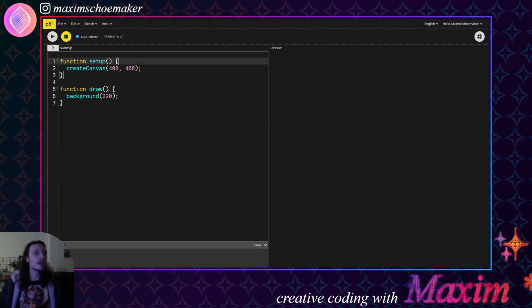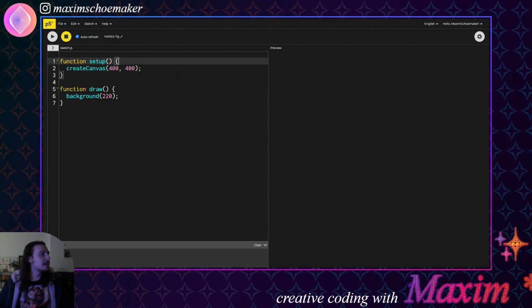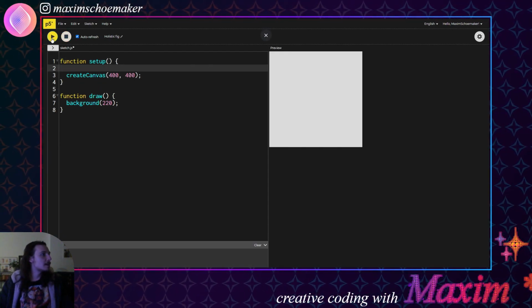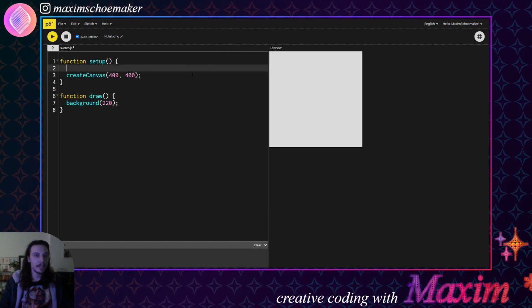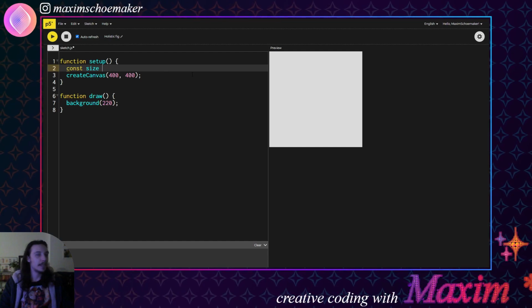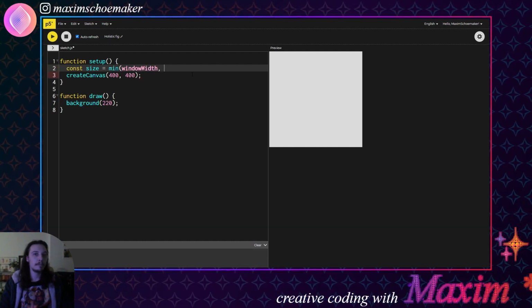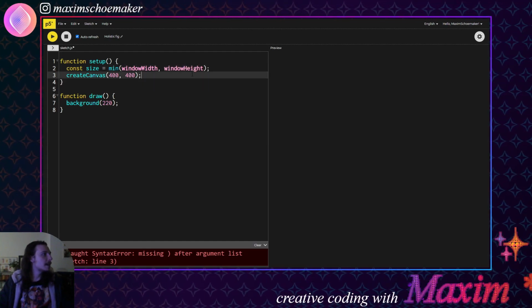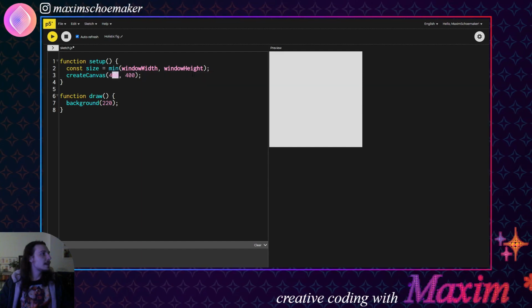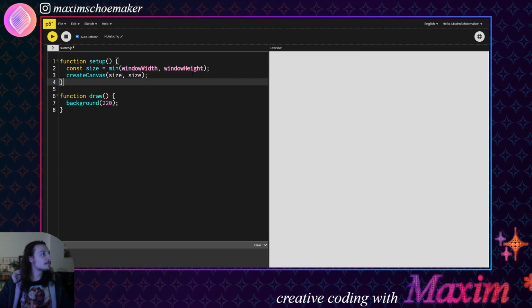So, I like to start out by making my canvas the maximum possible size. And for this setup, we want it to be a square. So what I'm going to do is take the min value of the window width and height, and that will make sure it fits. Boom, perfect.